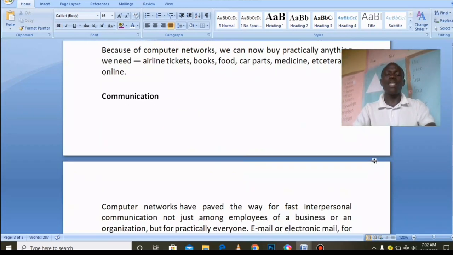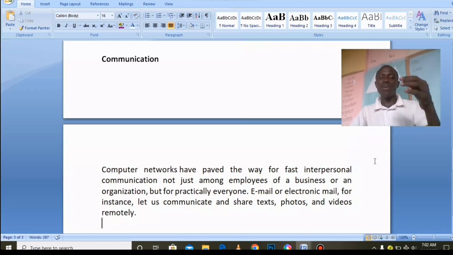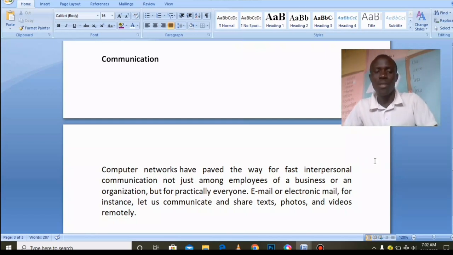Next one is what we call communication. Let's see, how do computer networks actually enable communication? We are saying that computer networks have paved the way for fast interpersonal communication, not just among employees of a business or an organization, but for practically everyone. Through email, or electronic mail, for instance, let us communicate and share texts, photos, and videos remotely.